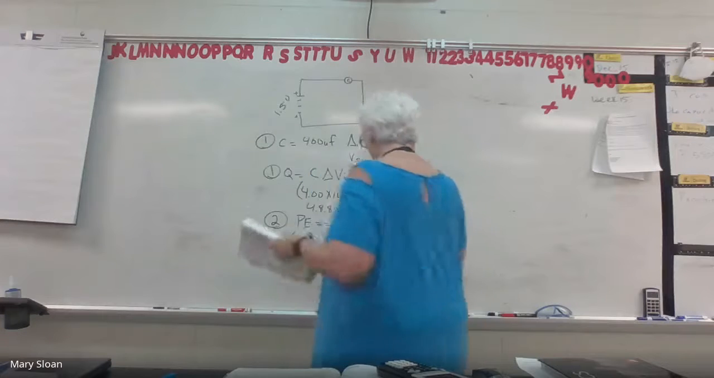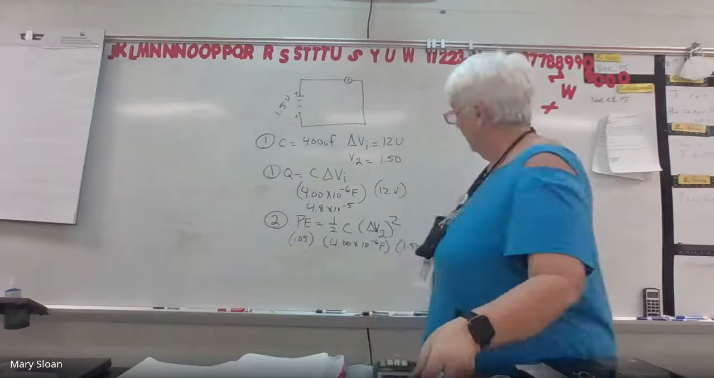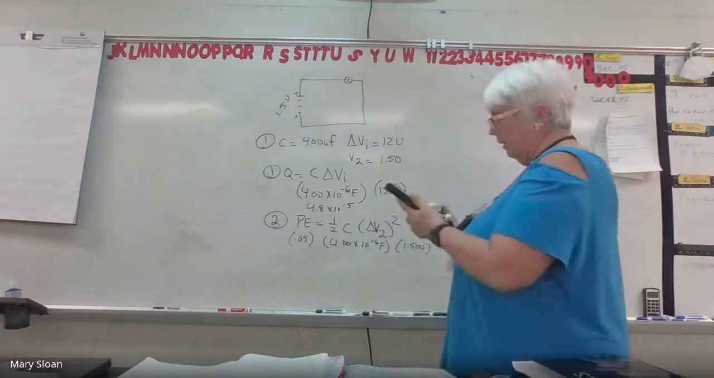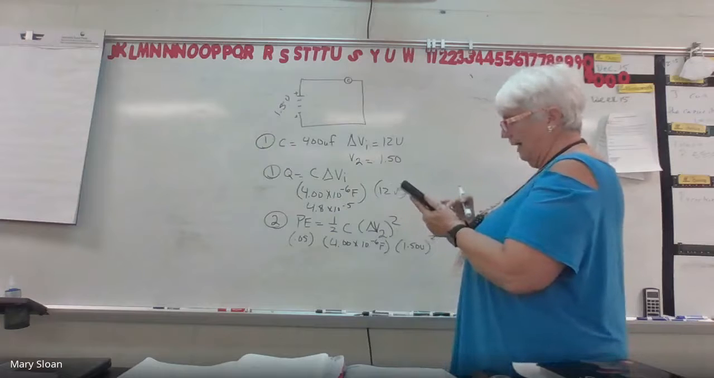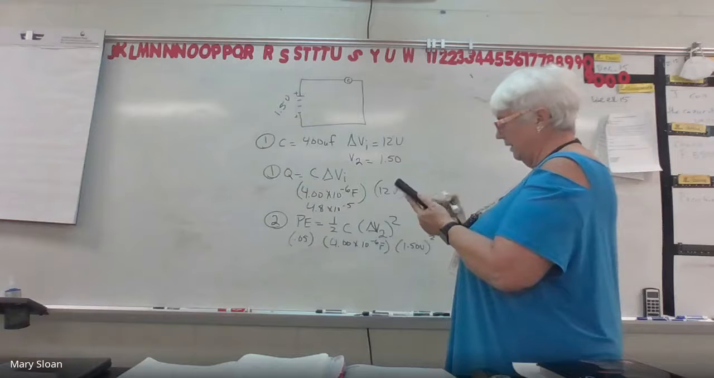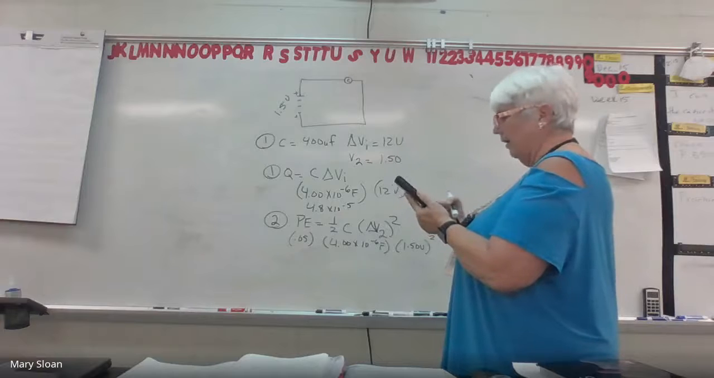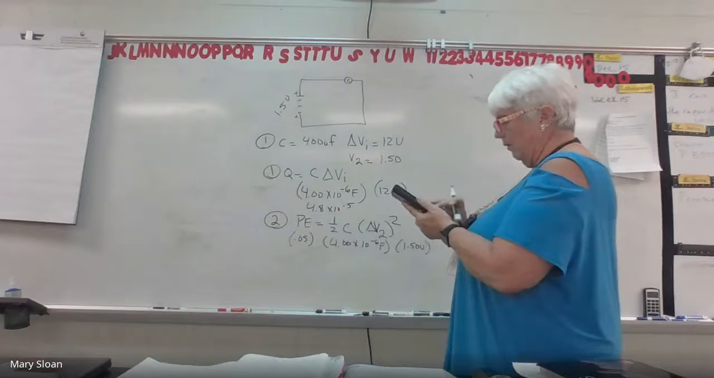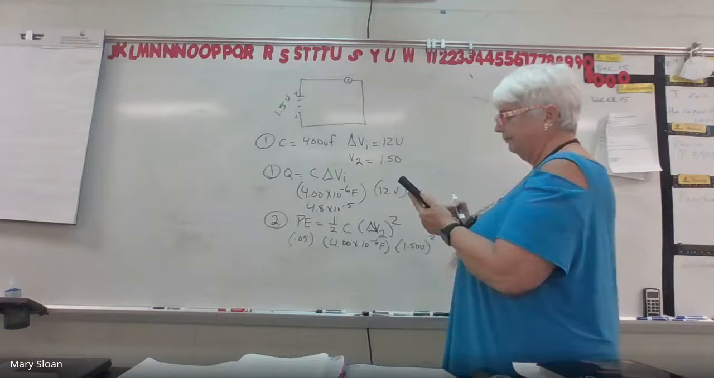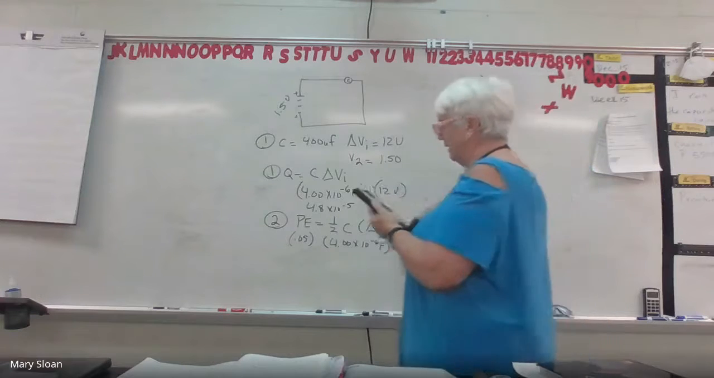We're going to times it by 1.50 volts, and this time we're going to square it because that's what the formula says for potential energy. So we do 0.05 times 4.00 times 10 caret negative 6, multiply that by 1.50, close our bracket, and square that. And I got 4.5 times 10 to the negative 7.